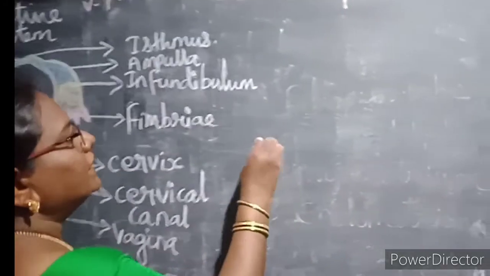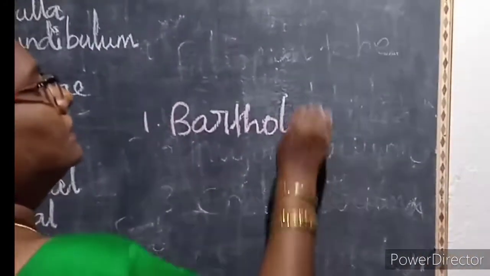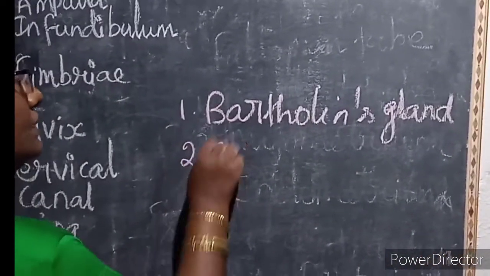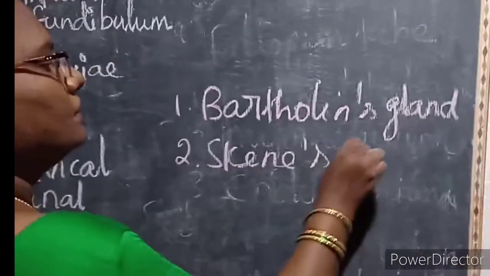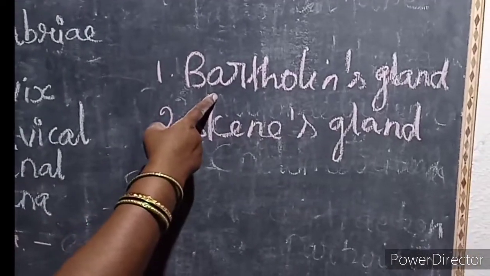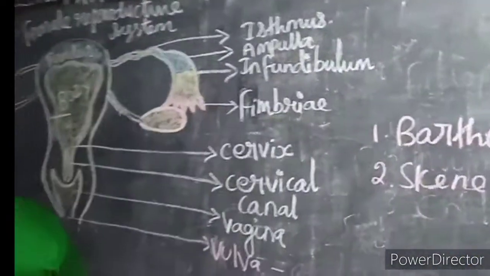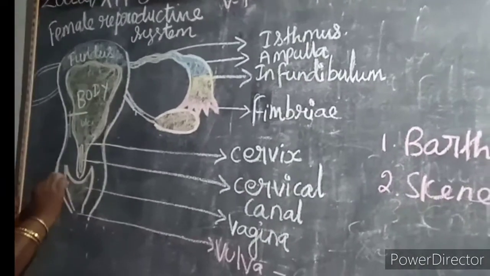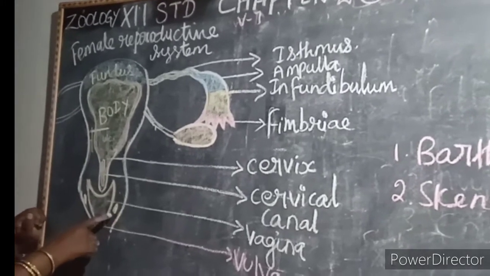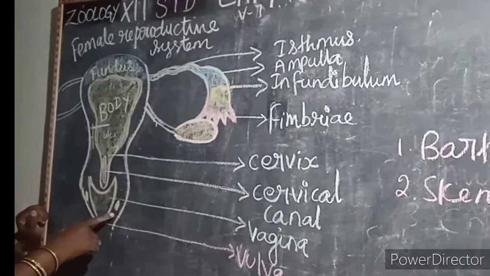So next we are going to learn about the Bartholin's gland and Skene's gland. Say the term, Skene's gland. So what are the glands? First one is the Bartholin's gland and second one is the Skene's gland. Here the Bartholin's gland is present posteriorly, one on either side of the vagina.